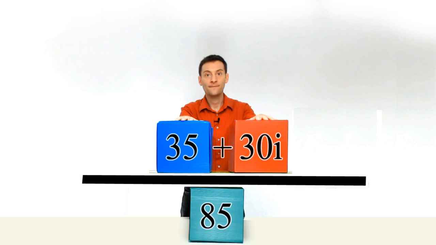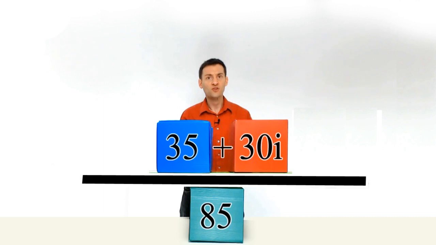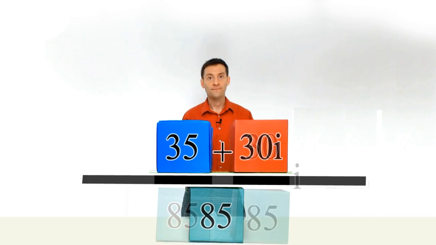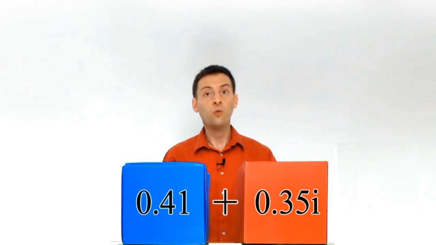So now we are left with the result 35 plus 30i over 85. But we're used to seeing complex numbers written out with a real and imaginary part. So let's rewrite this expression slightly. 35 over 85 plus 30 over 85i. Or if we actually work out the division, 0.41 plus 0.35i.